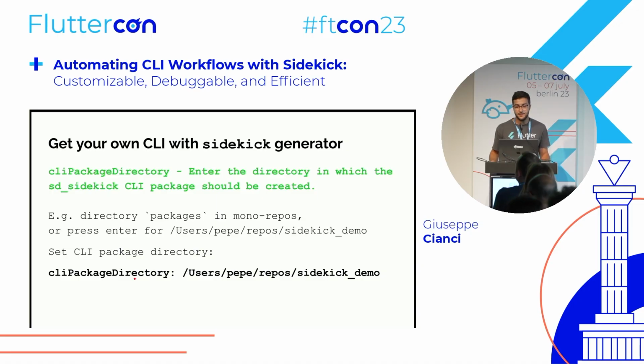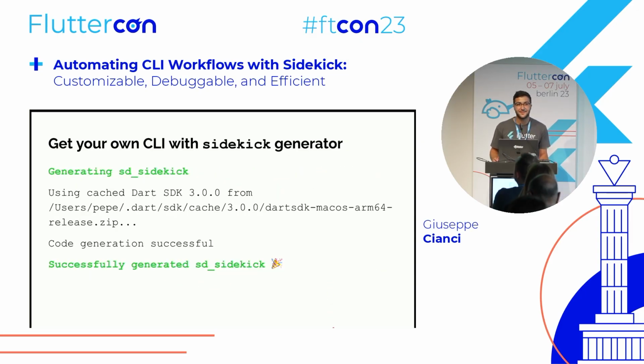And the last question, so your CLI is going to be a Dart package, and you have to place it somewhere in your repository. In a monorepo, you could place it in the packages subdirectory. I'll just place it here in the root directory. Okay, that's it. The CLI is now being generated.